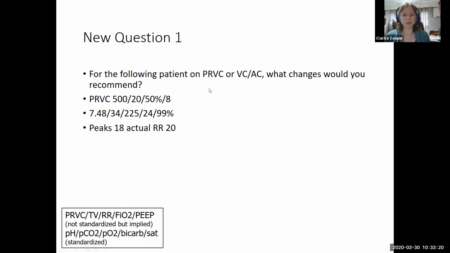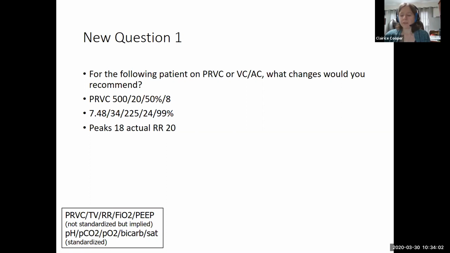So for this patient on PRVC, we can see that the settings are relatively low. Tidal volume of 500, respiratory rate of 20, FiO2 of 50, PEEP of 8, nothing crazy. And we can see on our gas that the patient's actually doing great, a PO2 of 225. So that's a P to F ratio of greater than 400, saturating very well, and slightly hypocarbic. The actual respiratory rate matches the set rate, so we're riding the ventilator, and peak airway pressures are minimal.